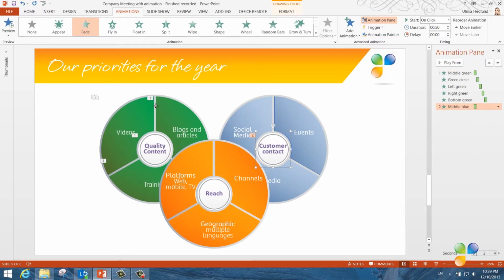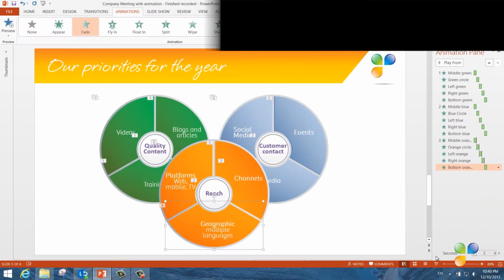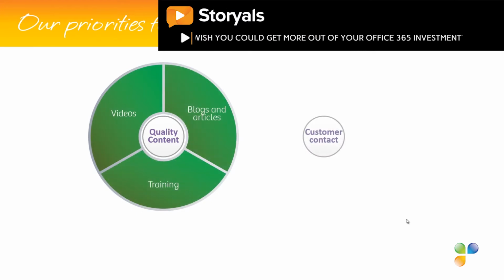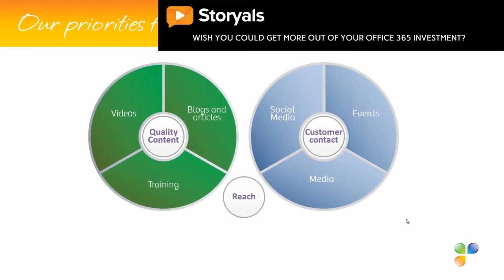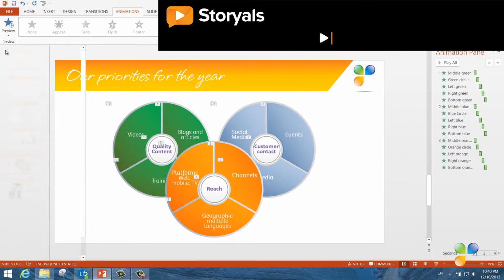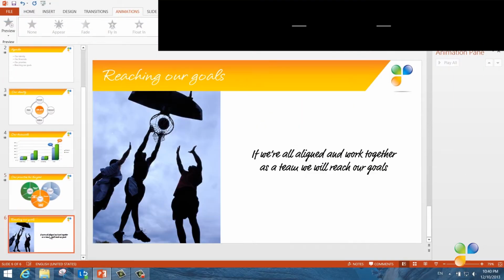Now I'll just go one by one and apply the same animations. There. Now let's have a look at this. First priority is Quality Content, then Customer Contact, and finally Reach. Perfect. I'll open up the thumbnail preview again and go to the last slide.